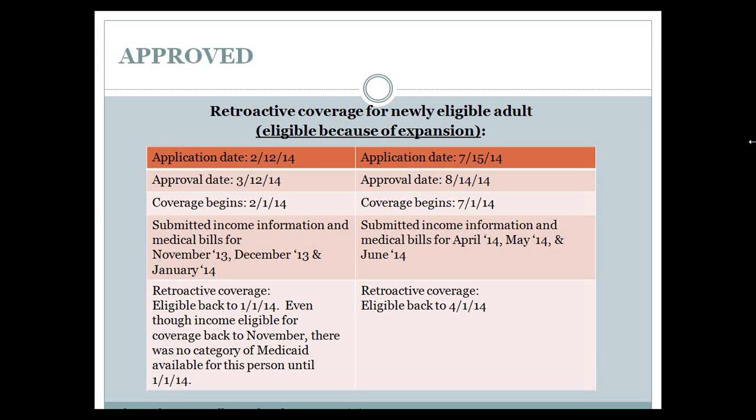So if you've submitted application income information for medical bills for the 3 months before the application date, the application's in February, the 3 previous months are November, December, and January. Unfortunately for this applicant, they can only be eligible back to January 1st. Even if they were income eligible for November and December, remember there was no category of eligibility for that person before January 1st. So he or she has proven that they're income eligible back to January 1st. They've got medical bills for January 1st. Medicaid can go back to January 1st.